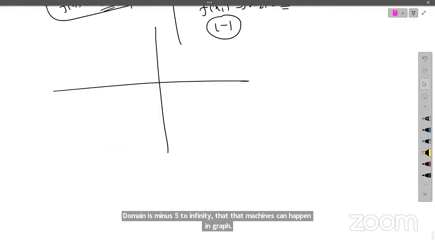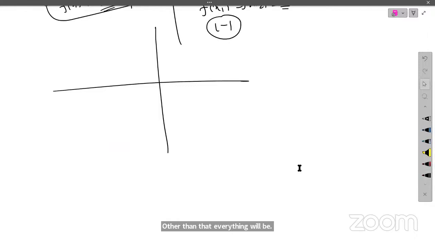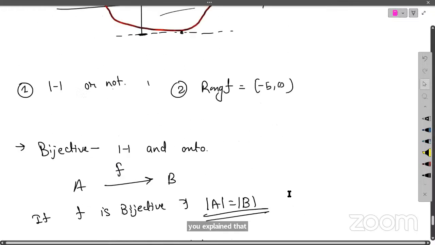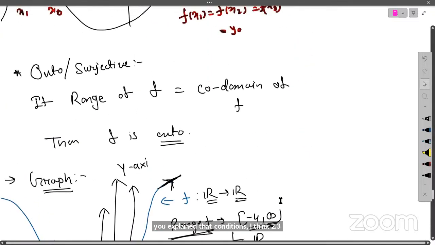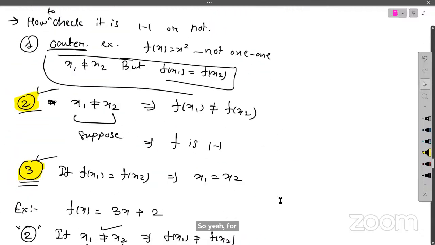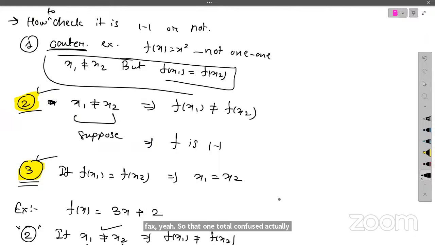Madam, you explained those conditions, I think point 2, point 3. I was totally confused, so can you please repeat? Okay. So f of x1 equal to f of x3. In the second and third conditions you are only changing the sign, not equal to, and the one below is equal to. I don't understand how the one below is the same.